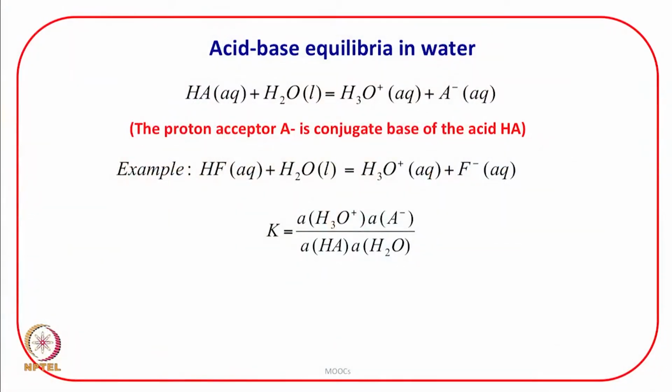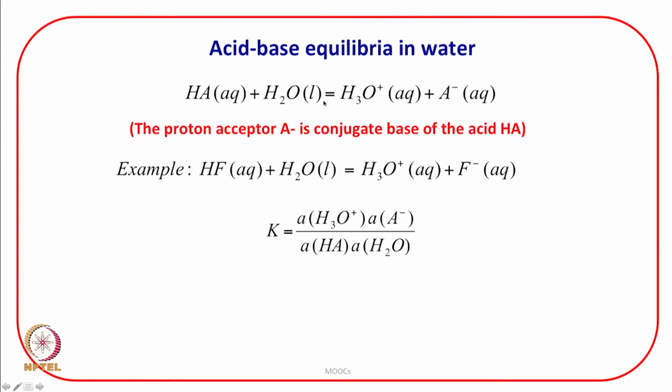Keeping that in mind, let us go to the slide and write an expression for the equilibrium constant for this reaction. For this upper reaction, K is equal to the activity of hydronium ion into the activity of A minus, divided by the activity of HA into the activity of water. This is an expression for the equilibrium constant for this reaction.